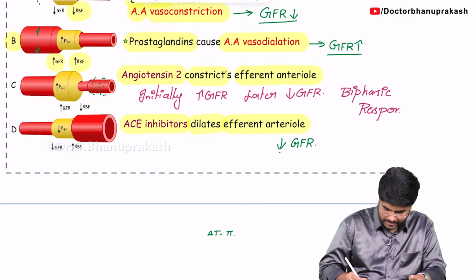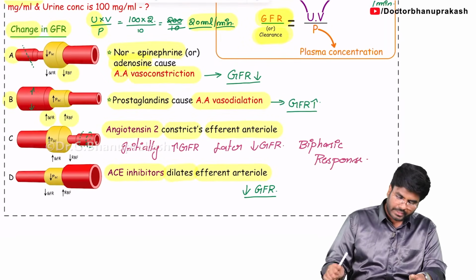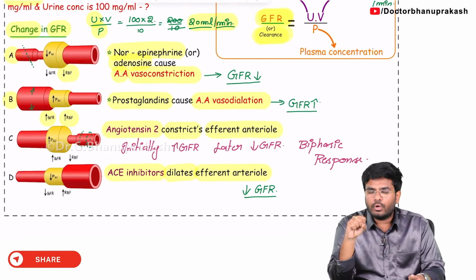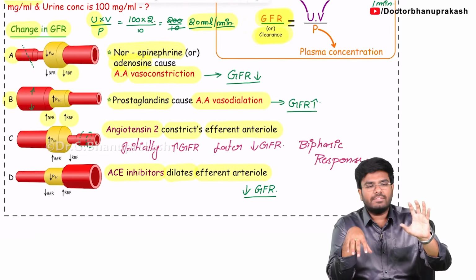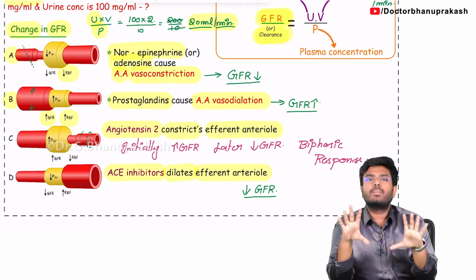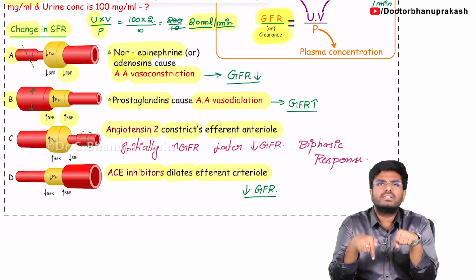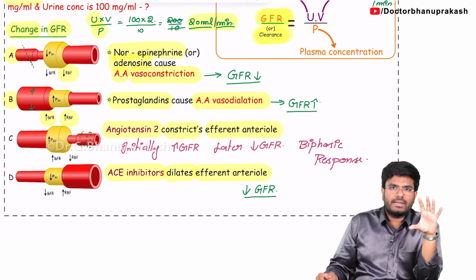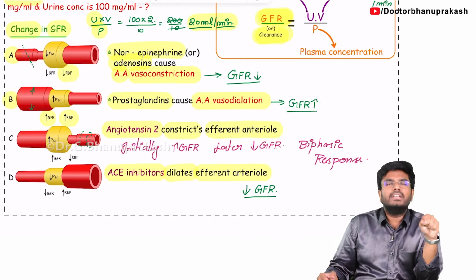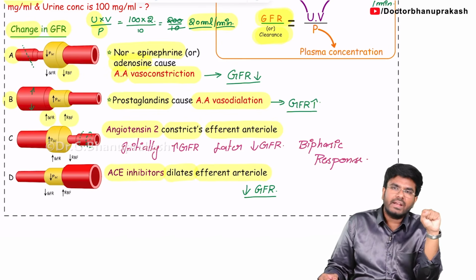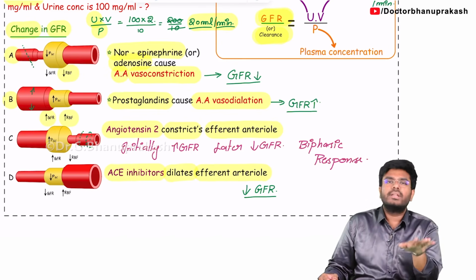Okay, decrease the GFR. So with this successfully completed, we have seen how GFR changes with afferent arteriolar constriction and dilation and efferent arteriolar constriction and dilation. Summary: afferent arteriolar constriction decreases the GFR. Afferent arteriolar dilation increases the GFR. Now efferent arteriolar constriction initially increases the GFR but later decreases the GFR. Now efferent arteriolar dilation, simply, decreases the GFR.